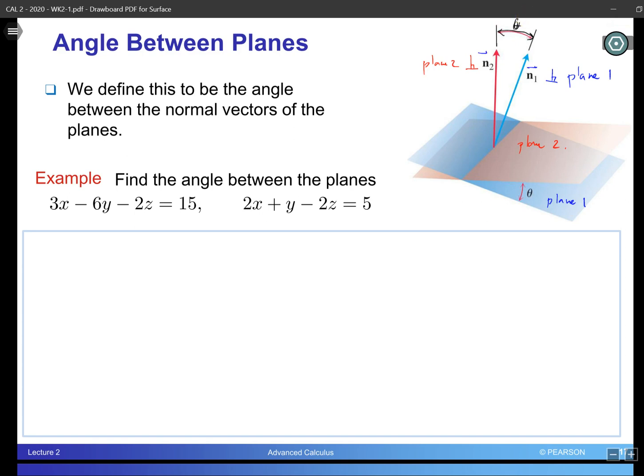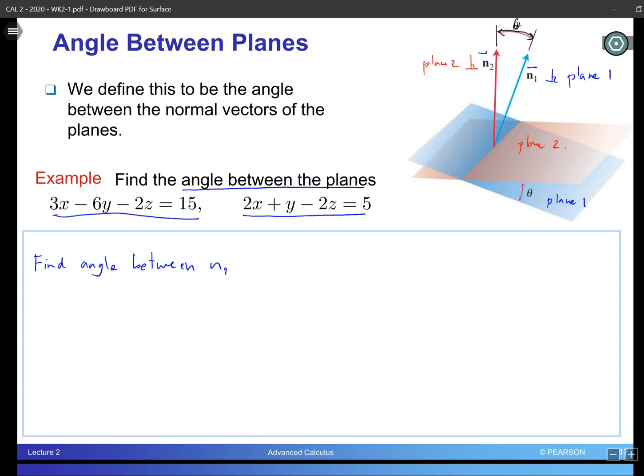So let's take a look at this example here. What kind of information do we have in the beginning? They want us to find the angle between the planes, and they give us the planes: first plane and second plane. Now we want to find the angle between n1 and n2.